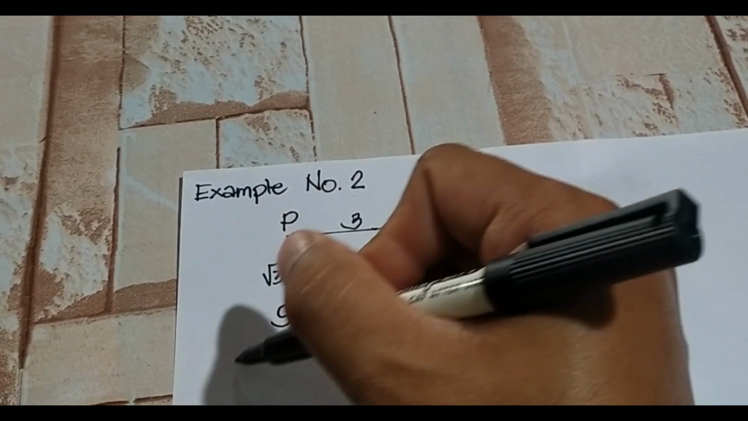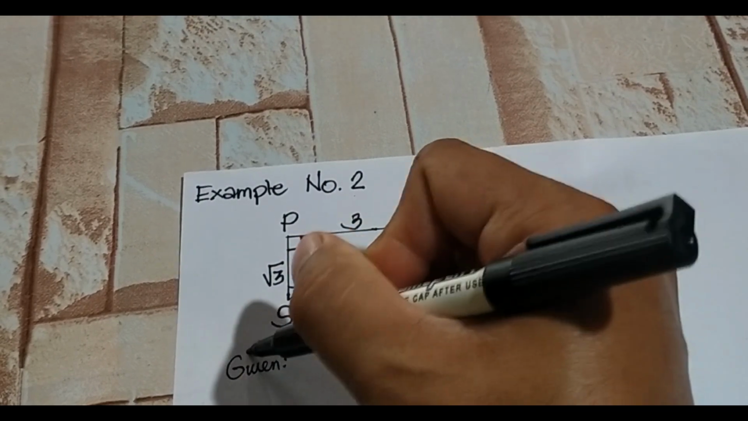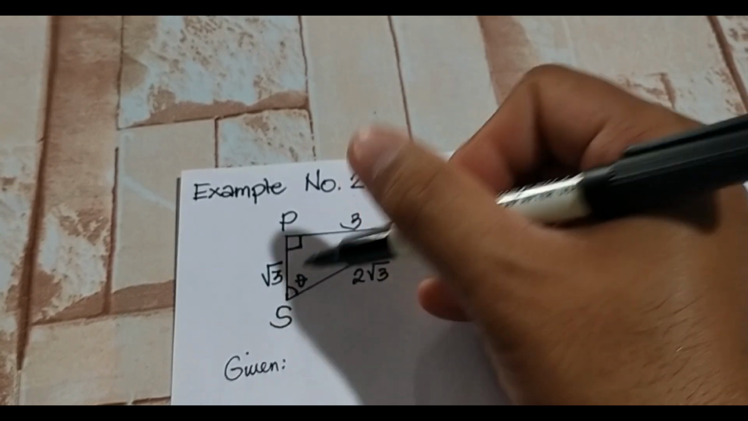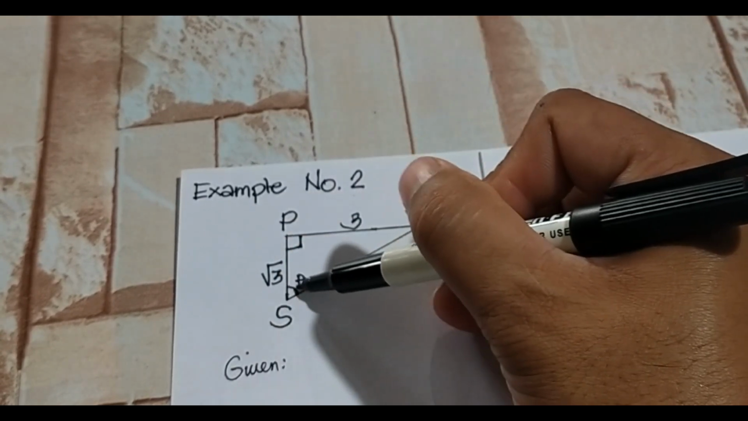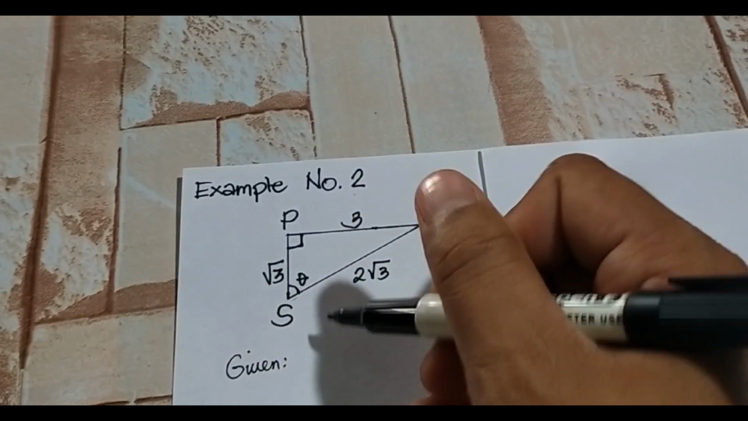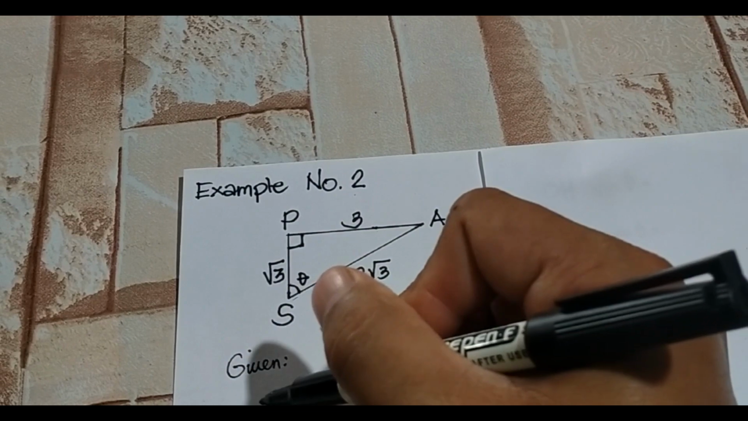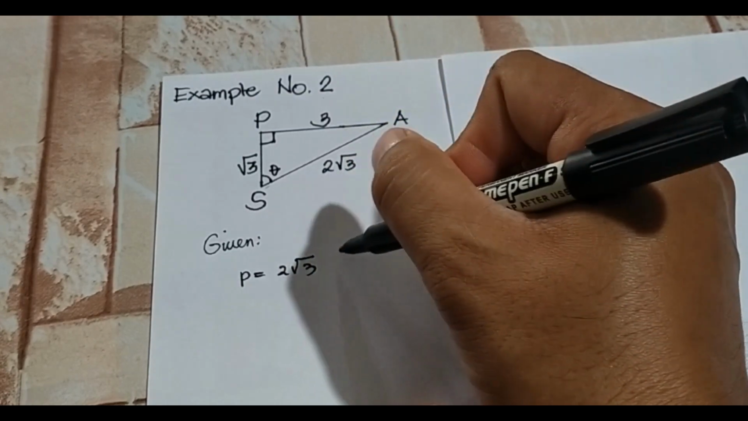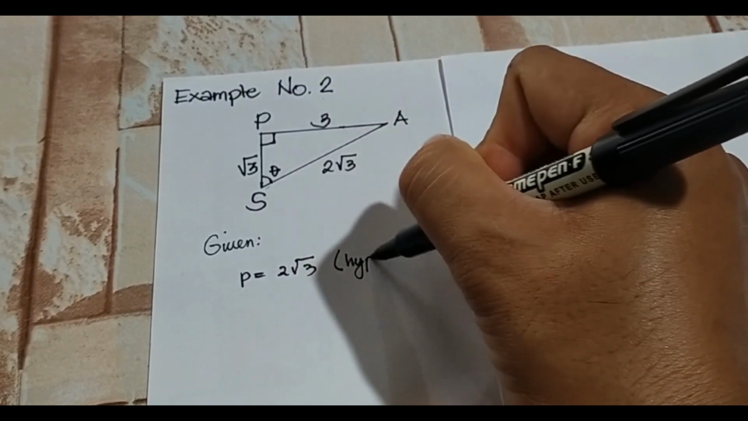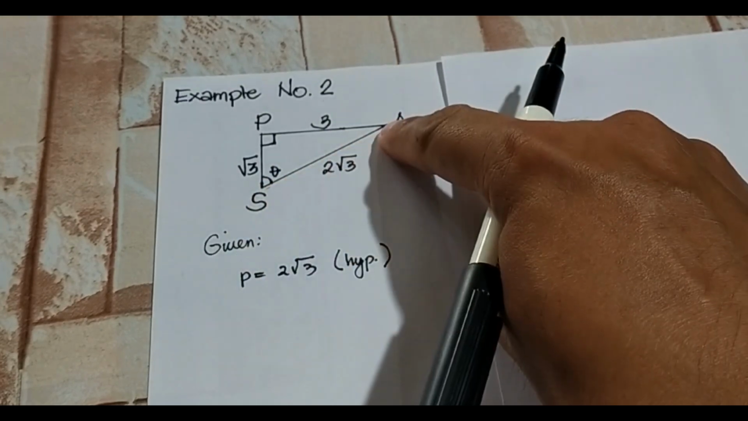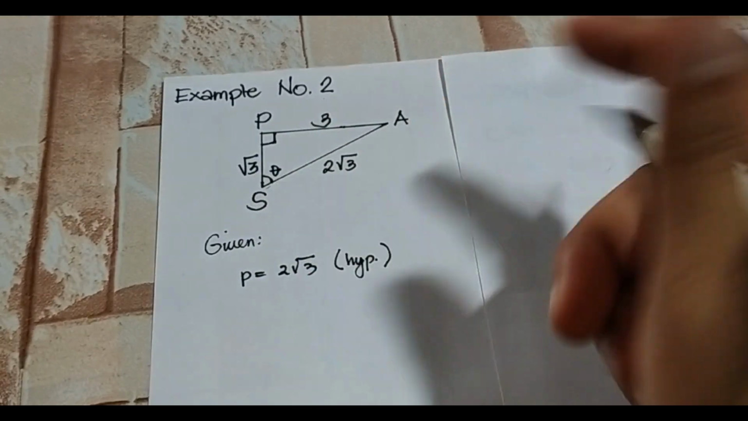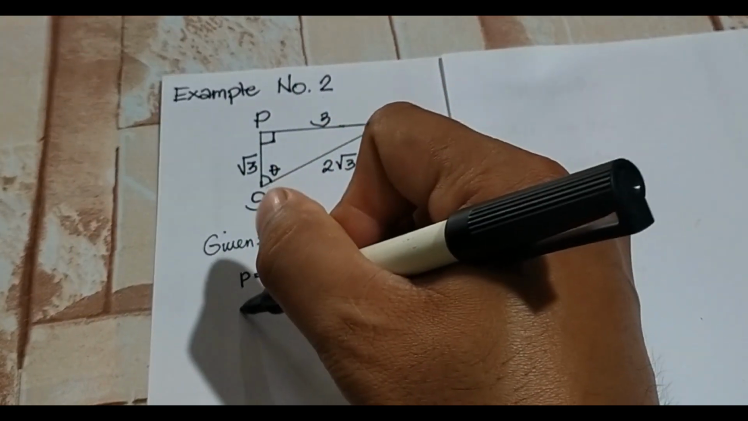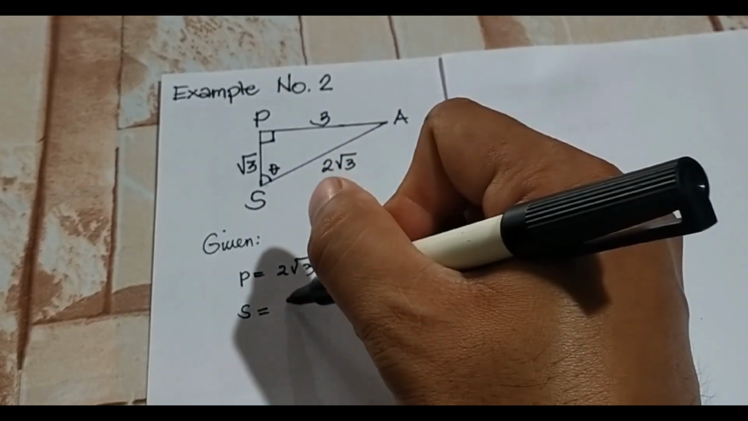Once again, let us identify the given so that we are guided properly. If this would be our angle theta at angle S, the side SA is equal to 2 square root of 3. That would be our hypotenuse. This side in here is our hypotenuse since it is opposite the right angle. And we also have 3 as the given. What is that 3? That would be side PA. So 3.